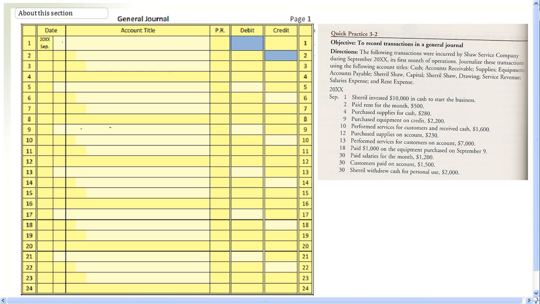In this video, we're going to take a look at how we use a general journal to organize transactions before we post them into the general ledger T accounts. So let's first look at the layout of a general journal.